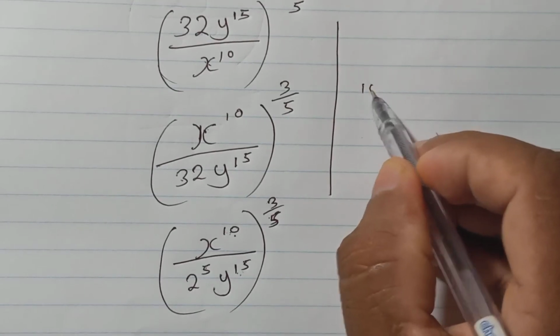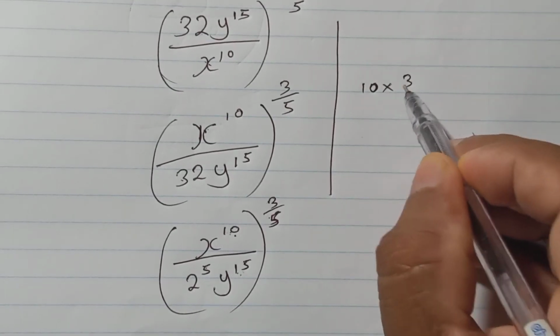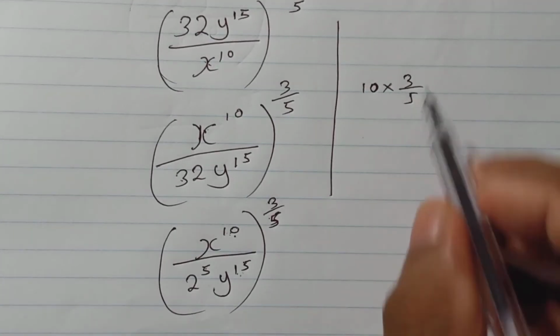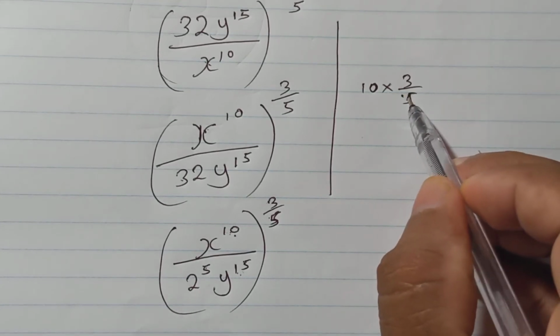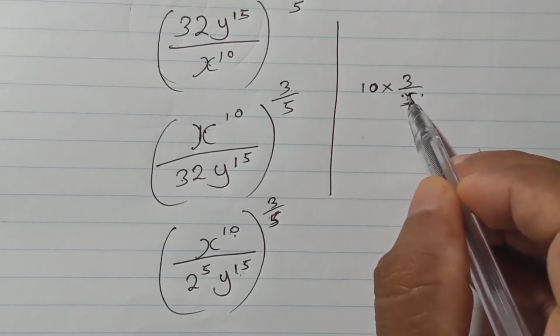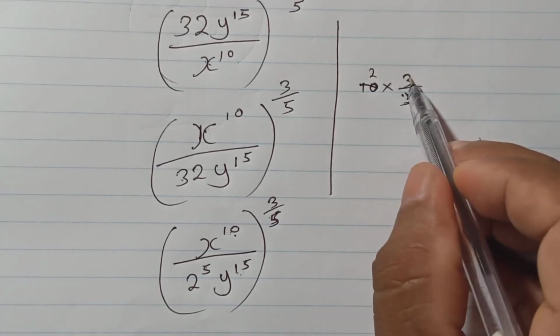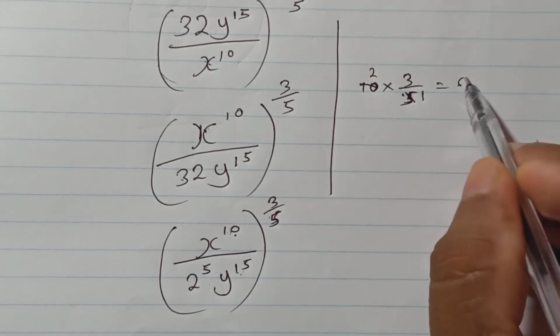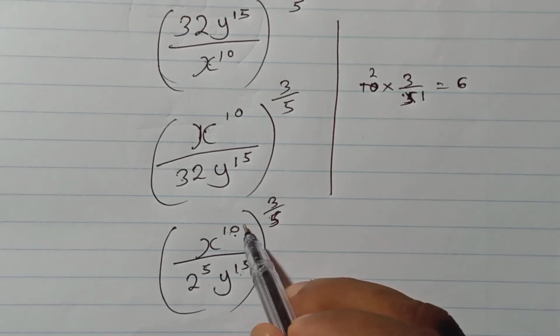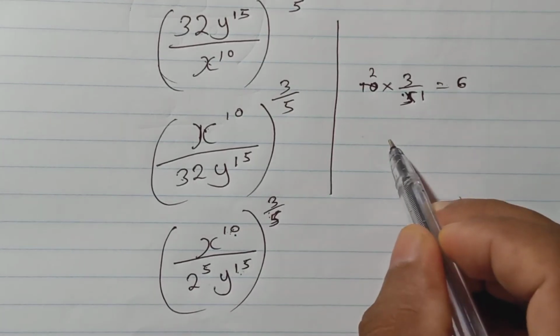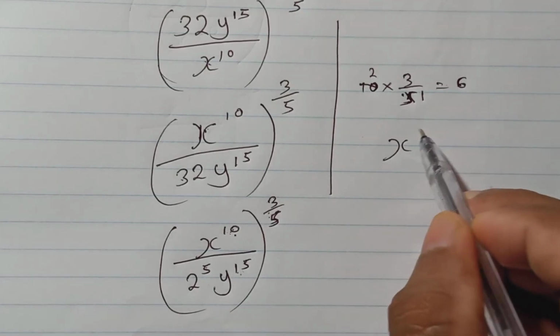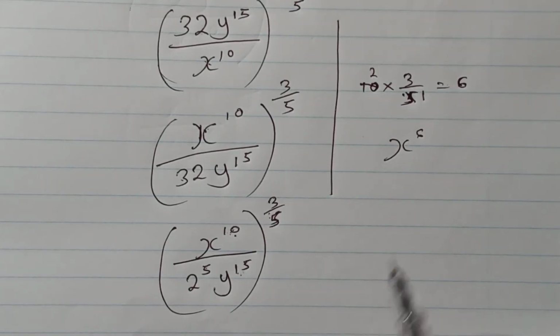Okay, here I need to show you quickly. 10 into 3 over 5. So what will happen here? How many 5s are there in 5? 1. How many 5s are there in 10? 2. So it will become 2 into 3, it will be 6, right? 6. So when you multiply this with this, it will become x to the power 6. I think you can get that idea.